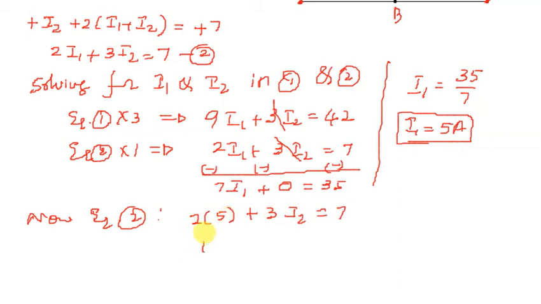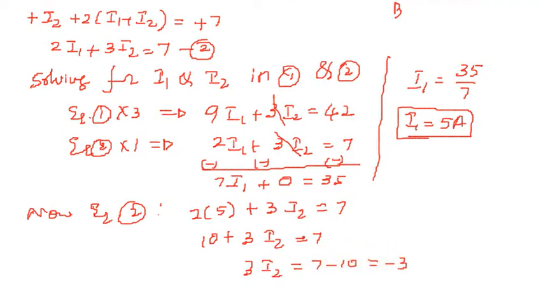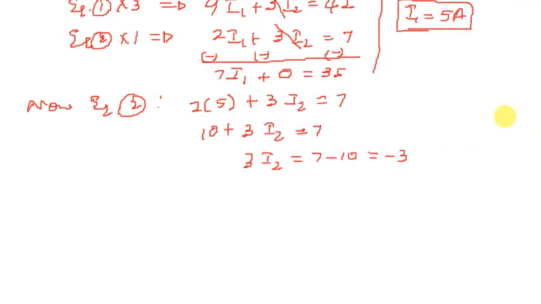Otherwise, I may take it 10 plus 3, I2 is equal to 7. Further doing this, it is I2 is equal to 7 minus 10, which is minus 3, right? So further, what I can do is I simply treat like this, so it is I2 is equal to minus 3 divided by 3. It becomes I2 is equal to minus 1 amp.